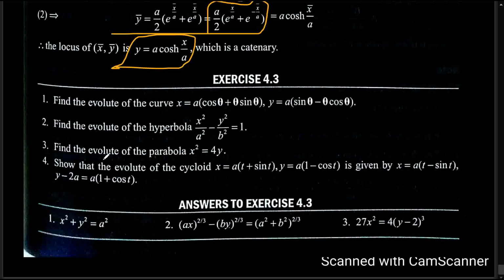So these are some exercises. If you want, you can write them out.